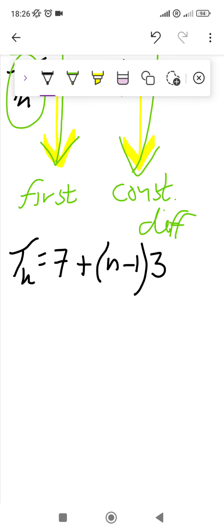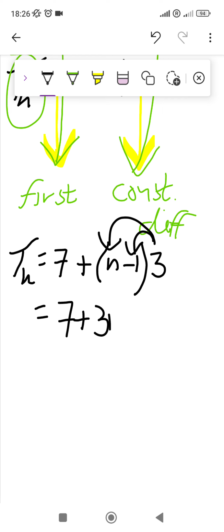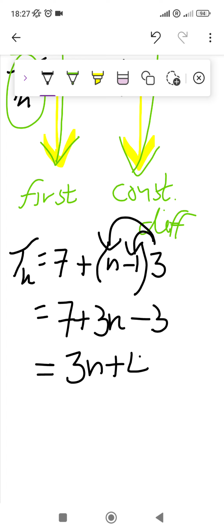We can simplify this a bit. Let's clean it up. So the 3 will multiply into our bracket. So this will be 7 plus 3n minus 3. Okay, the 7 and the minus 3 are like terms, so this would be 3n plus 4. Okay, so if they asked us for Tn, which they don't really ask us for that in this question, that would be Tn. What do they ask us for?